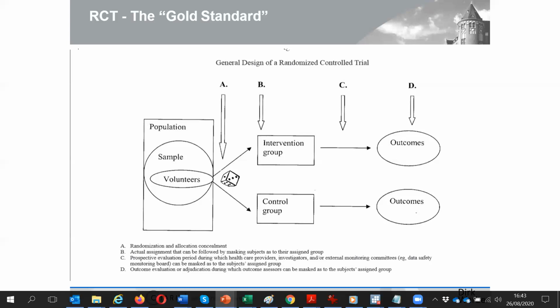which is C. If you read the C in our slides, you see what I was explaining, that there's the issue of health investigators and external monitoring committees like the data safety and monitoring board, which can then follow up to see what's happening. Then after some time, you look for your outcomes.